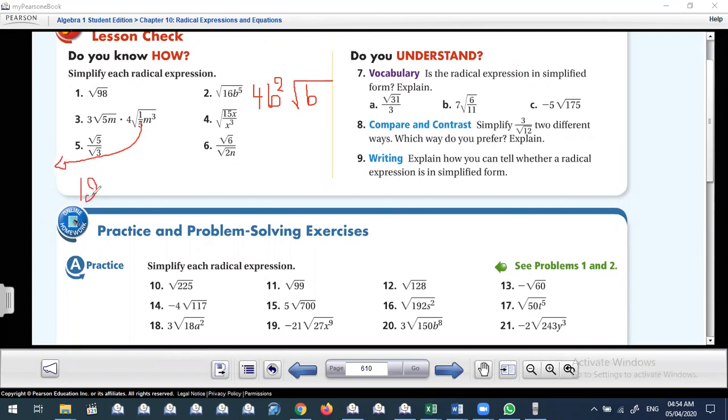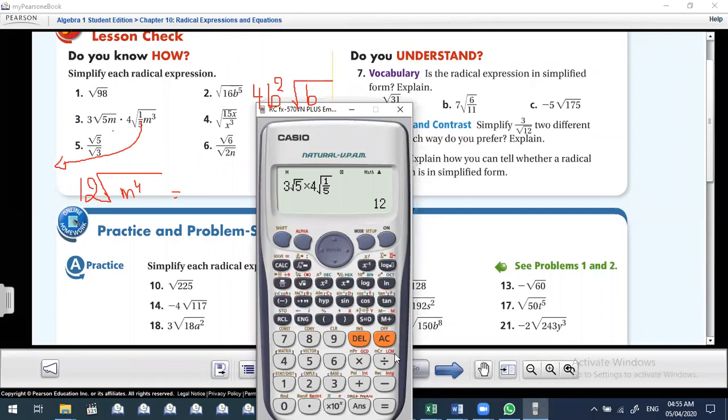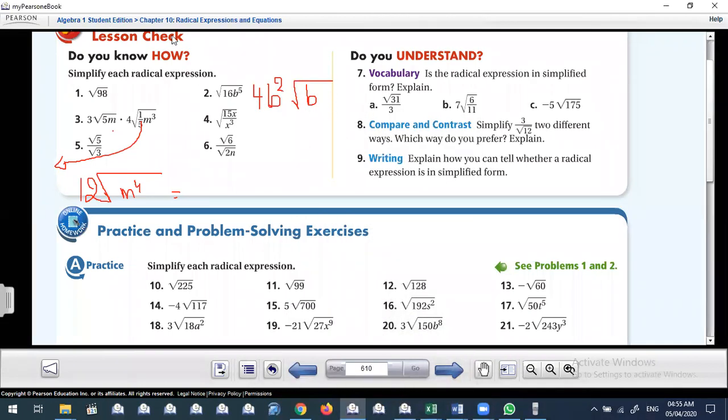Now the letter: m times m power 3 is m power 4. Don't forget, m power 4 is inside the square root. Let's find it. Here, we are going to make 4, because the power is 4, divided by 2. 4 divided by 2 is 2. So there is no square root. So the answer is 12, and write m to the power of 2.